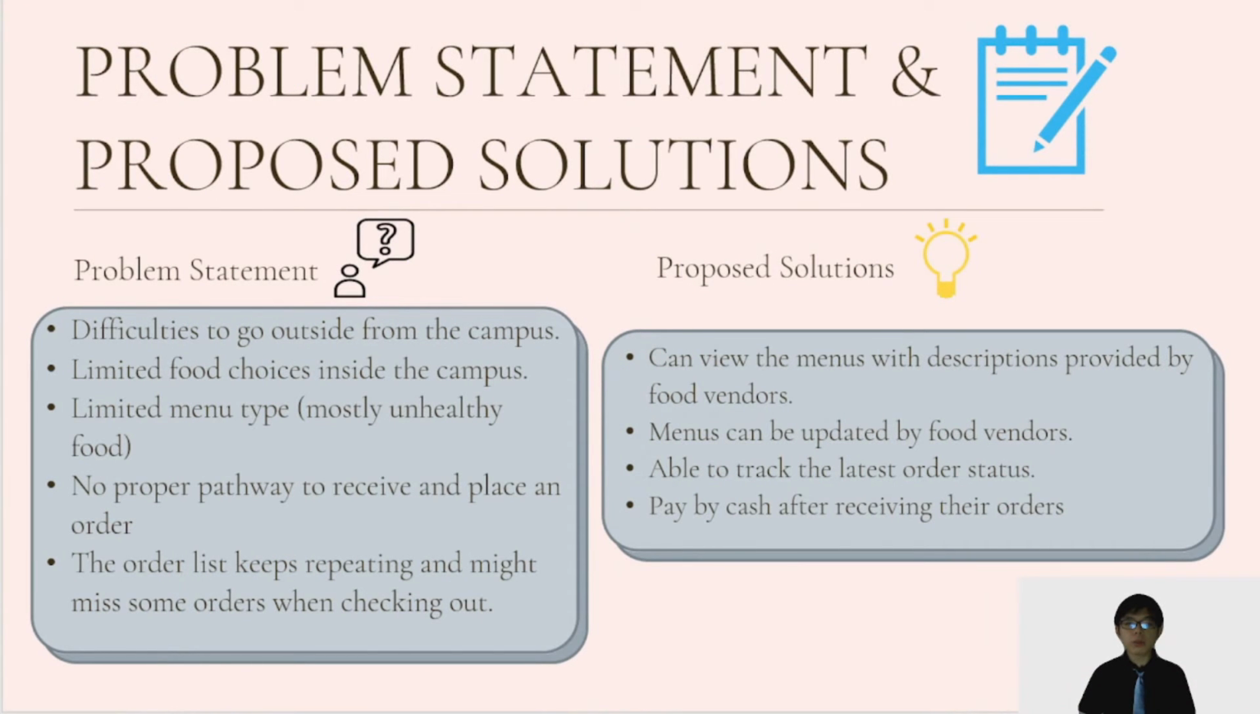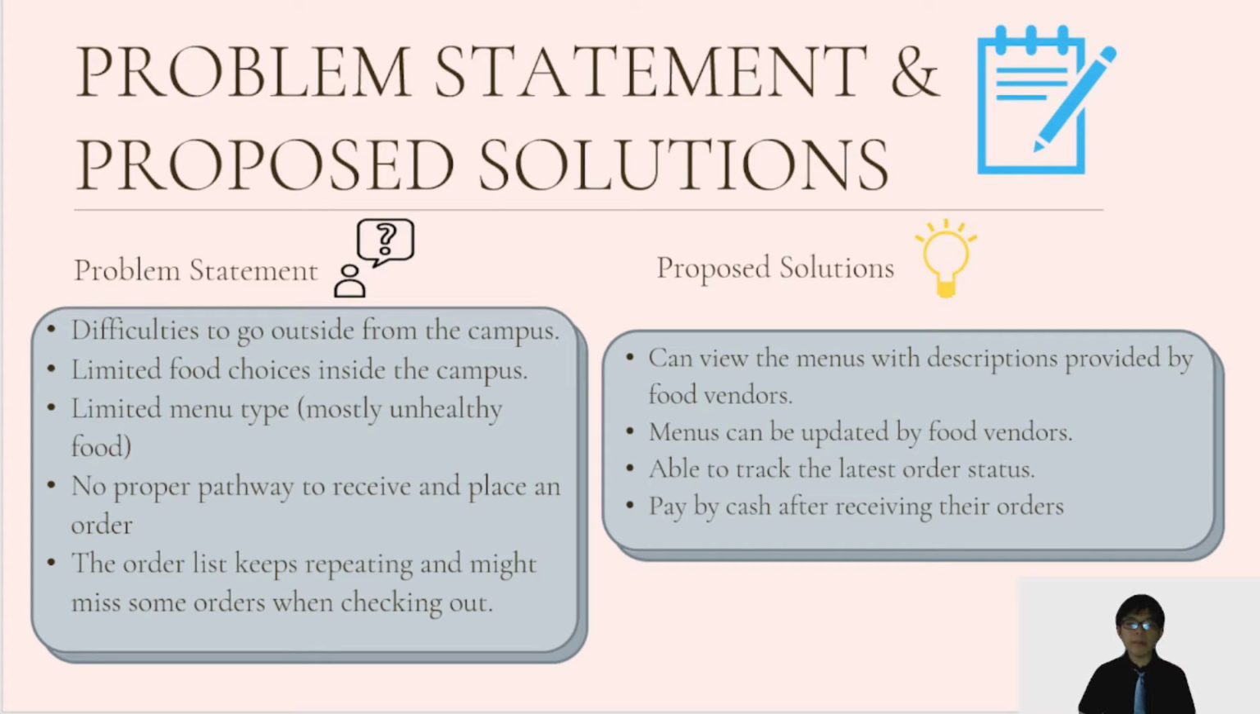Hi everyone, I will present the problem statement and proposed solution. The Unima students were facing some problems on the campus, such as difficulty going outside the campus, limited menu types or unhealthy fast food menus, no proper pathway for receiving and placing orders, repeating order lists, and limited food choices. The problems faced by Unima students have a solution in an online food ordering system.